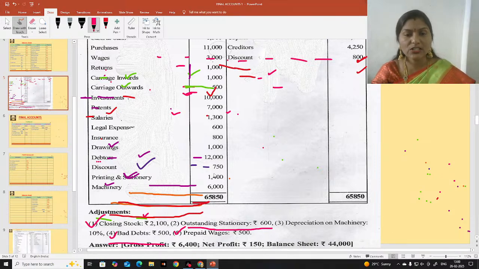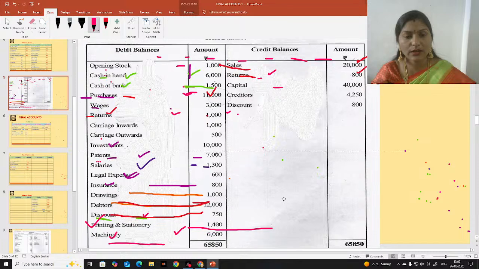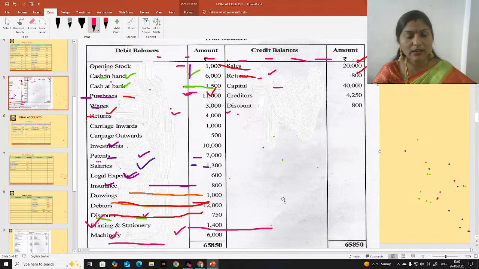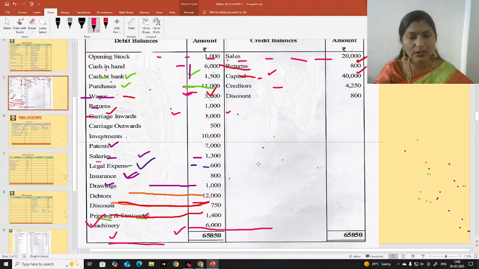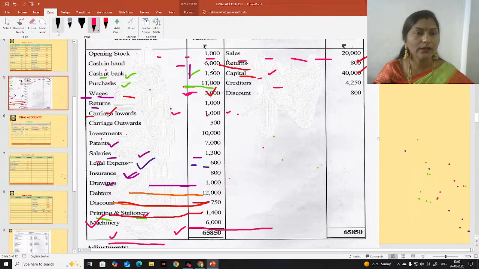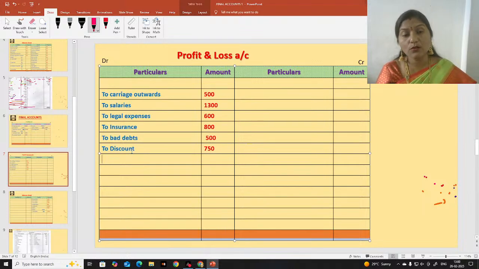So printing and stationery is how much here? 1400, and we will record that in the profit and loss account. Okay, printing and stationery in the profit and loss account, and this outstanding, what is that? Outstanding stationery. So that also we will record now. Okay, so let us go to profit and loss account. Let us record printing and stationery 1400 here in the profit and loss account. Debit side we should show, and there is a clue that they have given in question also, debit side in the trial balance. So you too have to write on the debit side of profit and loss account.